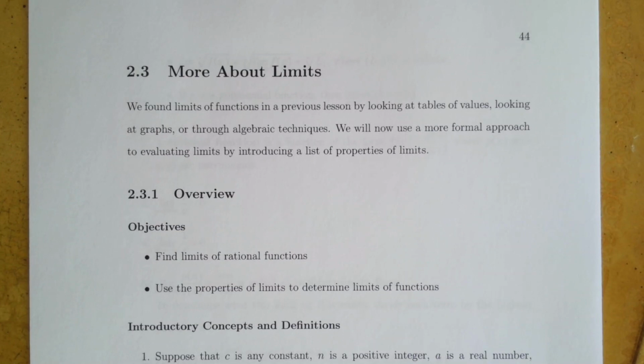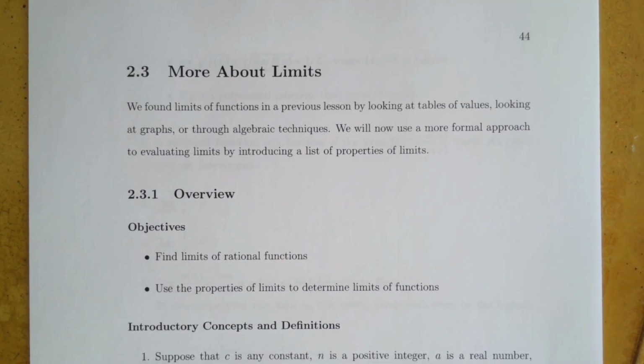So at the top it says, we found limits of functions in a previous lesson by looking at the table of values, looking at graphs, or through algebraic techniques. We will now use a more formal approach to evaluating limits by introducing a list of properties of limits. So we've already done a lot of things, but today we're going to learn a few more and just go through some more definitions.